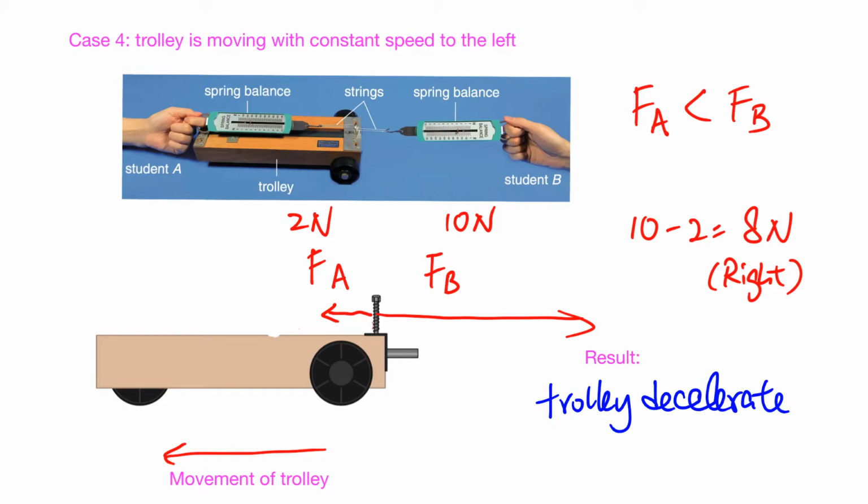The trolley will decelerate. That means the speed will decrease, and bit by bit the trolley will come to a stop. So these 4 examples tell you the effects of balanced force and unbalanced force on the objects, if they're at rest or with a constant speed. Now have a look one more time.